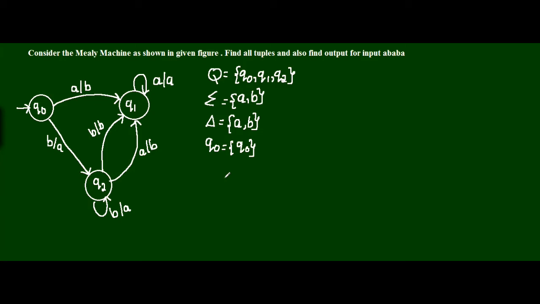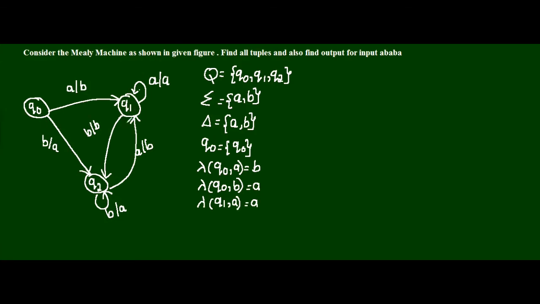Next is the output transition. Q0, if the input is A, the output is B. Q0, if the input is B, the output is A. Q1, if the input is A, the output is B. Q1, if the input is A, the output is also A. Q1, if the input is B, the next state is Q2 and the output for this is B. Q2, if the input is A, the next state is Q1, the output is B. Q2, if the input is B, the output is A.